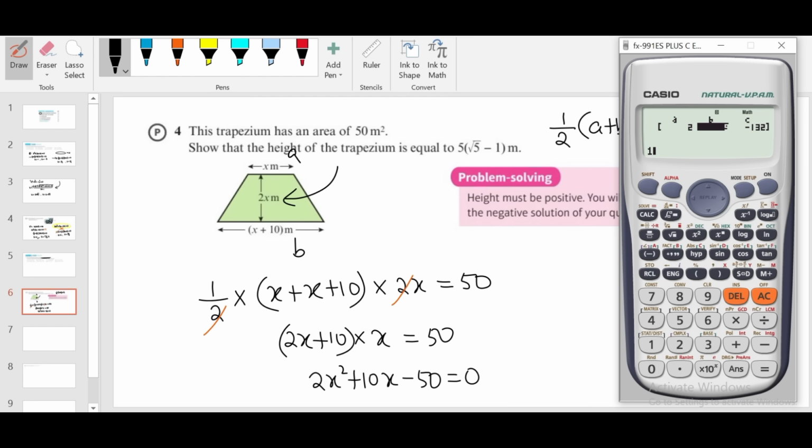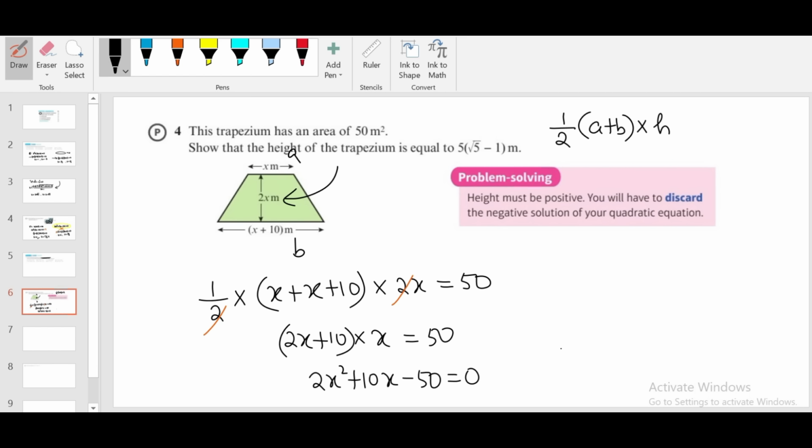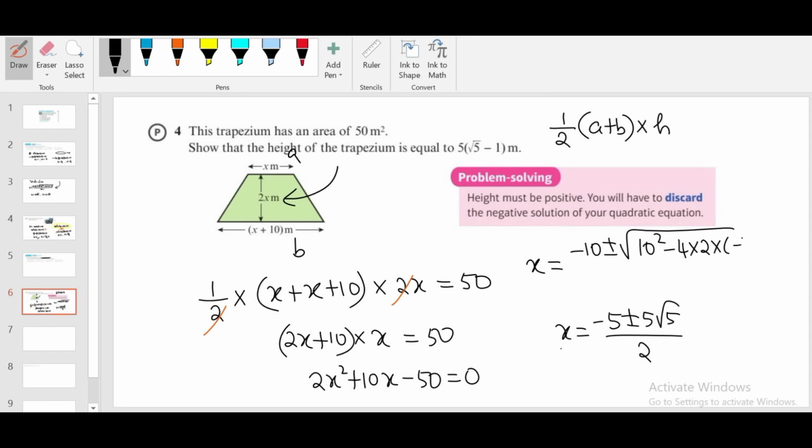2, 10, negative 50. So we get a third form. So what I'm going to do? Minus 5 plus or minus 5 root 5 by 2. Okay, x is equal to minus 5 plus or minus 5 root 5 divided by 2. So you need to use a quadratic formula. x is equal to minus b plus or minus square root of b square minus 4ac divided by 2a. Just write this step and write the solution statement.